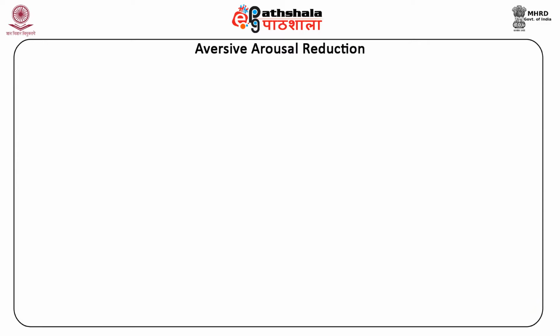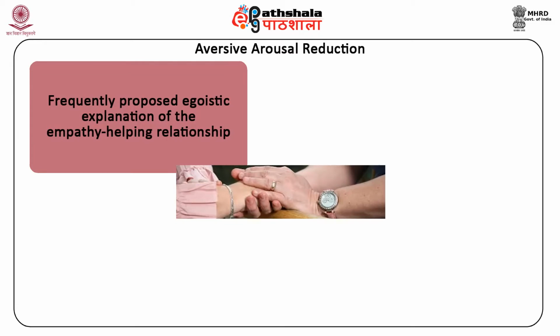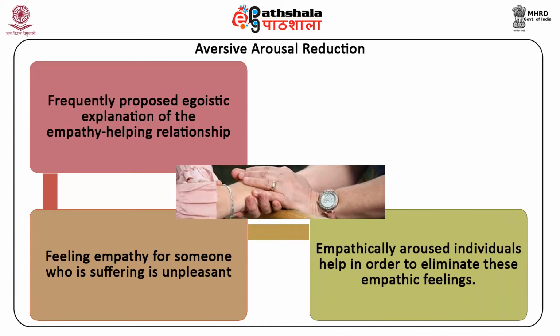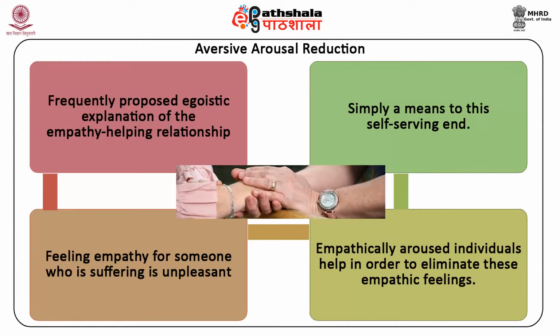Aversive arousal reduction. The most frequently proposed egoistic explanation of the empathy helping relationship is aversive arousal reduction. According to this explanation, feeling empathy for someone who is suffering is unpleasant, and empathically aroused individuals help in order to eliminate these empathic feelings that are causing distress. Benefiting the person for whom empathy is felt is simply a means to this self serving end.